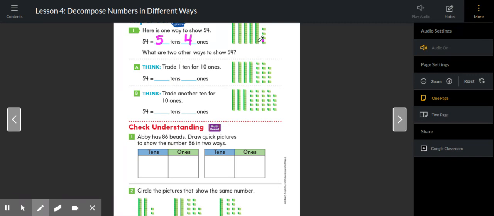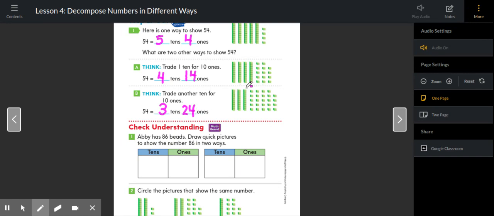But if we trade this 10 in for these 10 ones right here, notice we still have our 4 over here to the side. Now we have 4 10s, count them to make sure I'm right, and 10 plus the original 4 is 14 ones. And that still equals 54. And we're going to count and double check some of these in just a second. If we trade another 10 in, so this time we're trading this 10 in, now we only have 3 10s and we have 24 ones. So we just came up with 3 different ways to make the number 54.